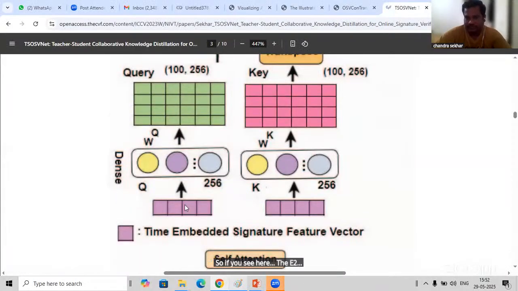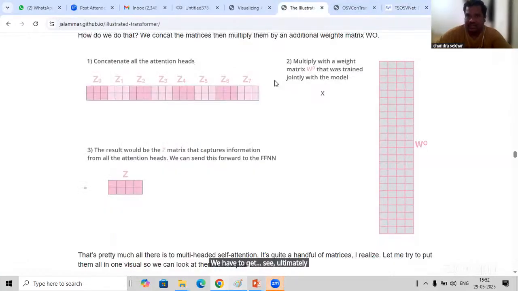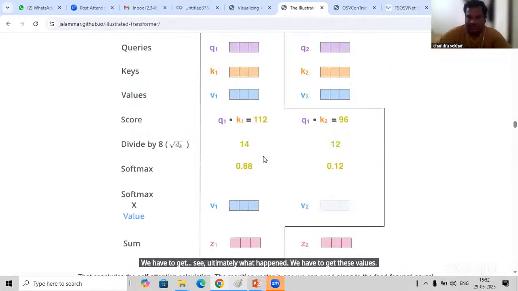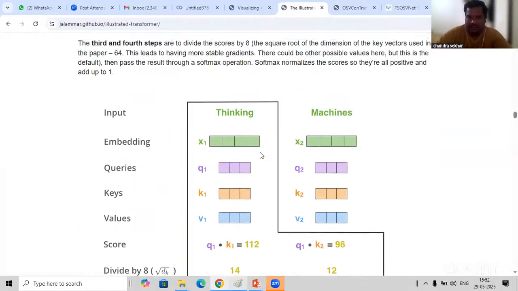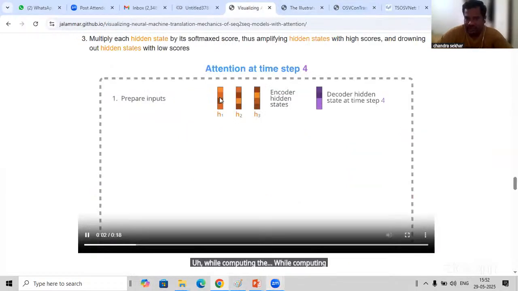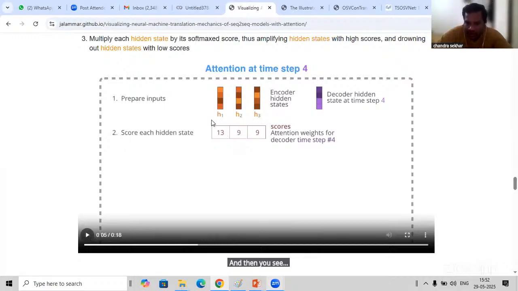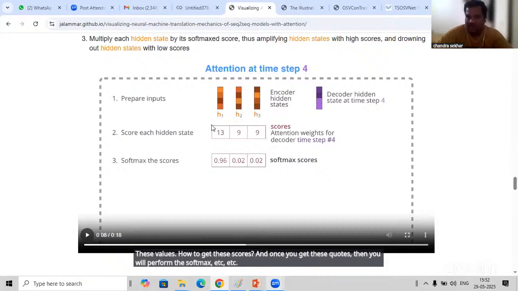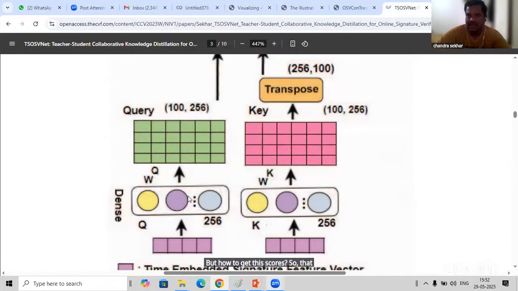So if you see here, for each input, ultimately what happened, we have to get these values. Just now we have seen, right? While computing H1, these are the inputs. And then you see, we have to get these scores, these values. How to get these scores? Once you get these scores, then you will perform the softmax, etc. But how to get these scores? So that is what happens here.